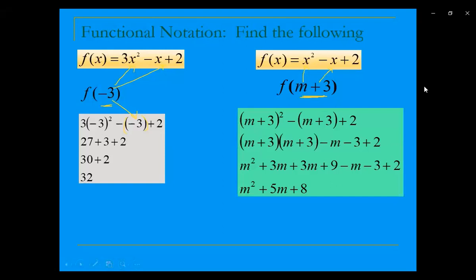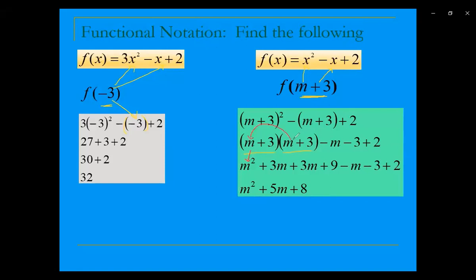So we're going to have (M+3) squared minus (M+3) plus 2. Then you expand this one as (M+3) times (M+3). Good. And then after that, you can multiply. M times M will give us M squared.